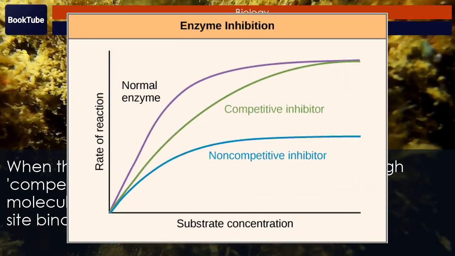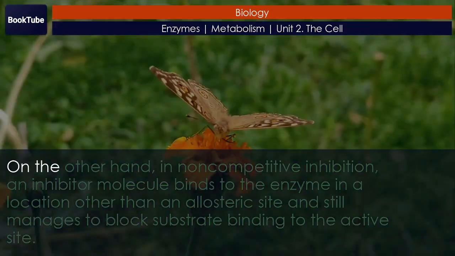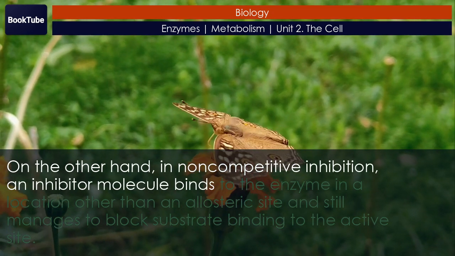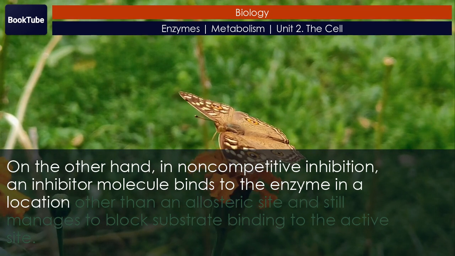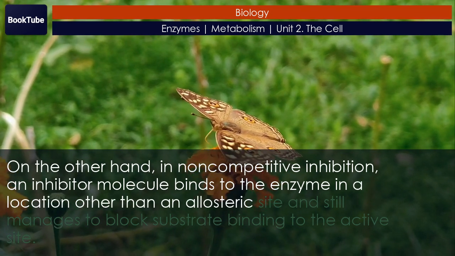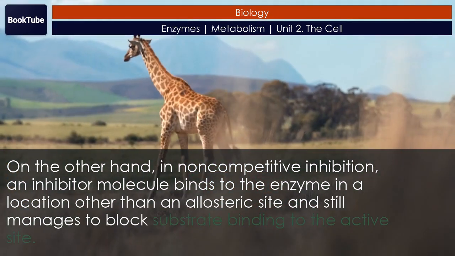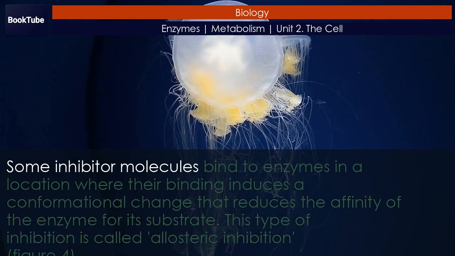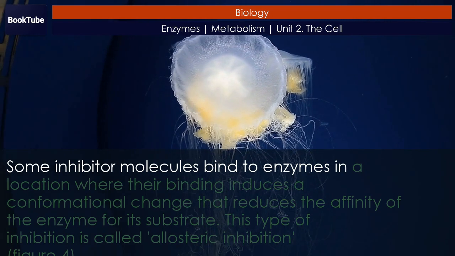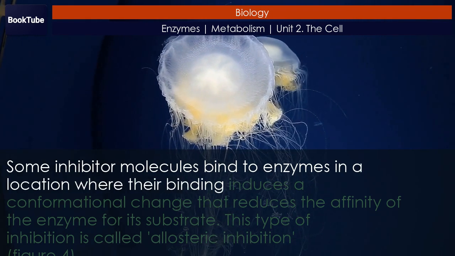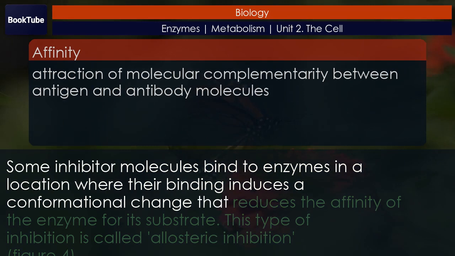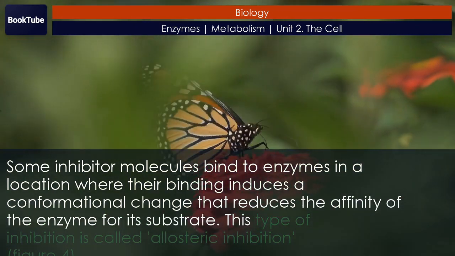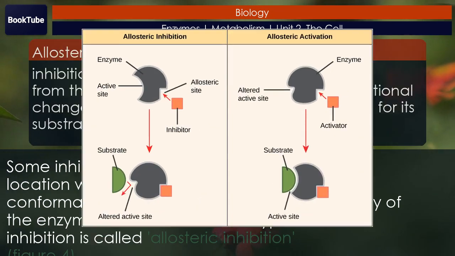Figure 3. On the other hand, in noncompetitive inhibition, an inhibitor molecule binds to the enzyme in a location other than the active site and still manages to block substrate binding to the active site. Some inhibitor molecules bind to enzymes in a location where their binding induces a conformational change that reduces the affinity of the enzyme for its substrate. This type of inhibition is called allosteric inhibition.